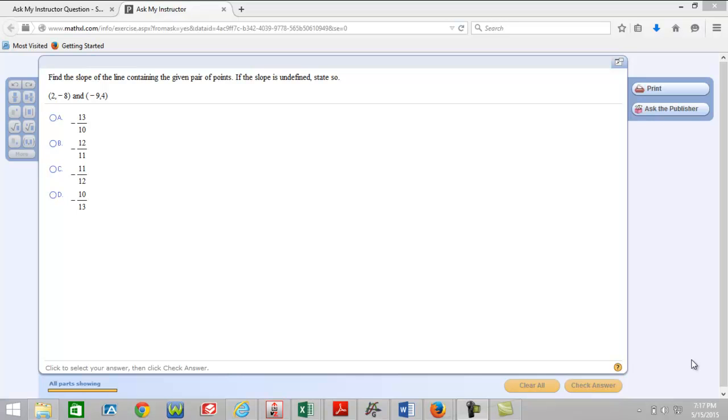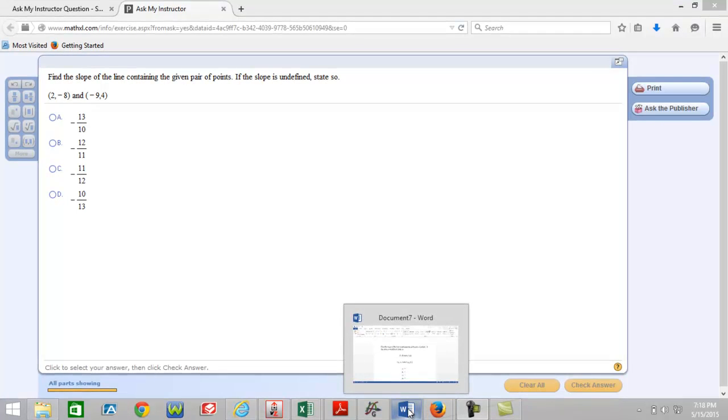Between two ordered pairs. We're going to take a look at a question here. This is from MyMathLab. It's a homework assignment, and we're going to take a look at the question. The question states, find the slope of the line containing the pair of points. If the slope is undefined, state so. You're given two ordered pairs, (2, -8) and (-9, 4). We're going to take that information and calculate the slope.